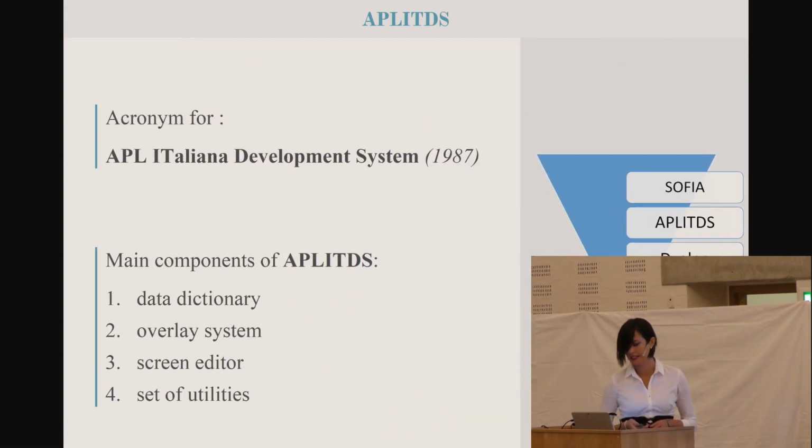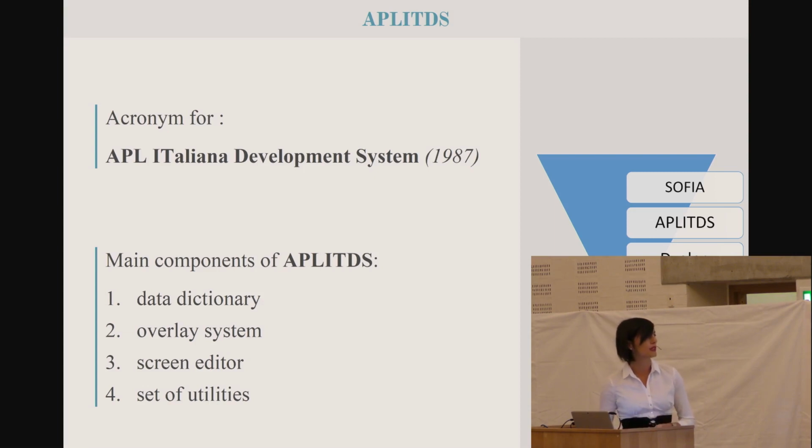Born in mid-1987, ApplyTDS is the development system used by SimCorp Italiana for internal development. The name is an acronym for APL Italiana Development System. That actually was our first attempt to be independent from the context.